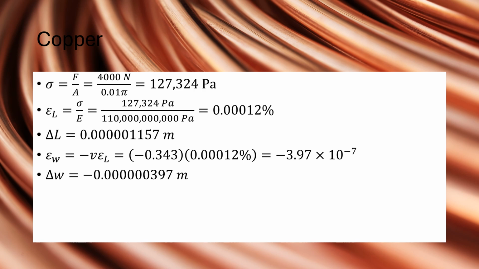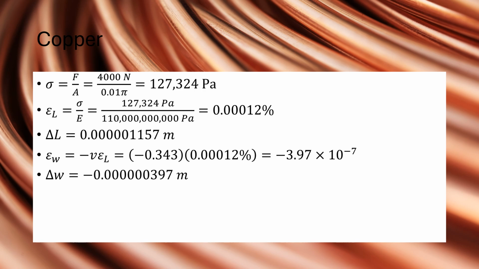Our next step would be calculating epsilon, or the strain. We know strain is equal to sigma over E, Young's modulus. Plugging in our knowns, we get our strain to be about 0.00012%, which from that answer we can find the change in length by plugging into the equation epsilon sub L times L is equal to the change in L.